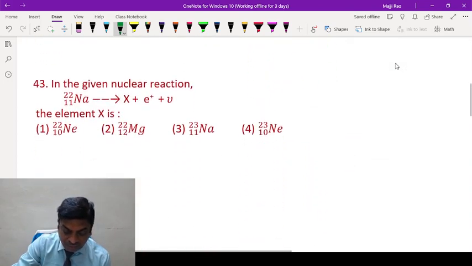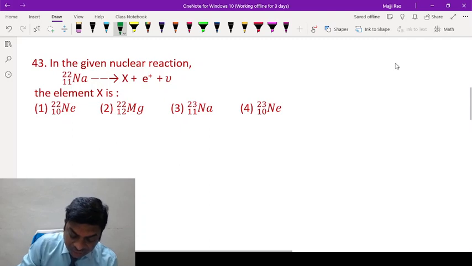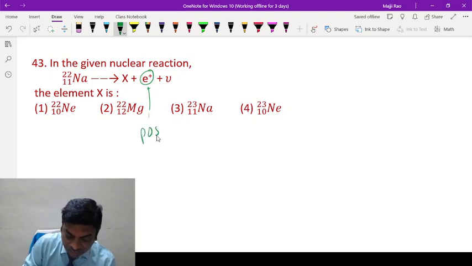Then moving on to the next question, question 43. In the given nuclear reaction, the element X exists. As you can see, this is a positive beta decay. Basically, it's a positron. So this is a positron.